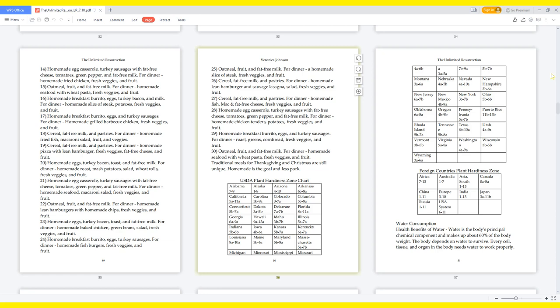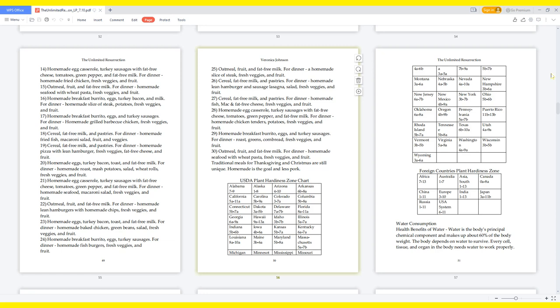USDA Plant Hardiness Zone Chart. Alabama, 7 to 9. Alaska, 1 to 8. Arizona, 4 to 10. Arkansas, 6B-8A. California, 5A-11A. Carolina, 5B-9A. Colorado, 3-7A. Columbia, 5B-8A. Connecticut, 5B-7A. Dakota, 3A-5B. Delaware, 7A-7B. Florida, 8A-11A. Georgia, 6A-9A. Hawaii, 9A-13A. Idaho, 3B-7B.